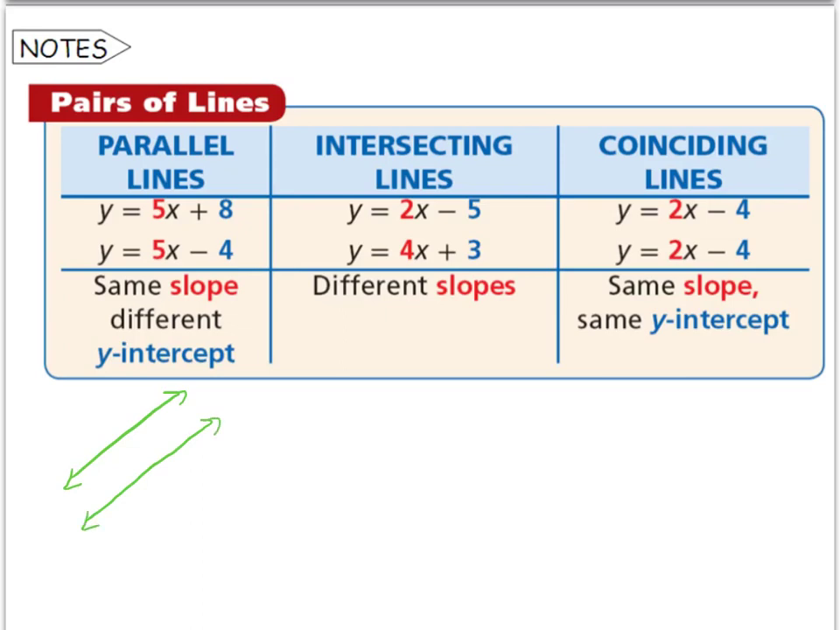So in this case, if we were talking about parallel lines, yeah, they'd have the same slope, but they would have to have different y-intercepts because they're not allowed to touch each other. So parallel lines have same slopes, different y-intercepts.